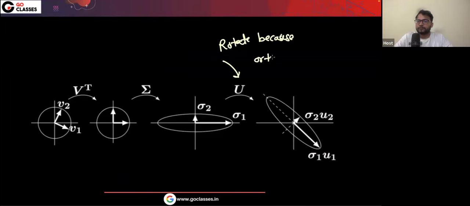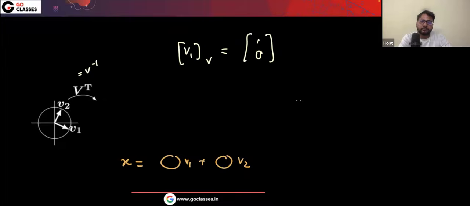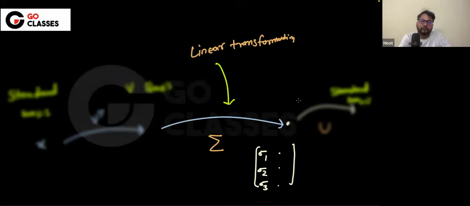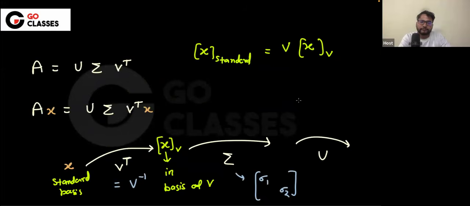Because it is an orthogonal matrix, you will again rotate, and finally these are the coordinates sigma 1 u1, sigma 2 u2. But if you take these coordinates with respect to a standard basis, then this will be something else. So geometrically, you can understand it like this. That's what is happening. But yes, the most important part is this. You should understand this picture, this one.